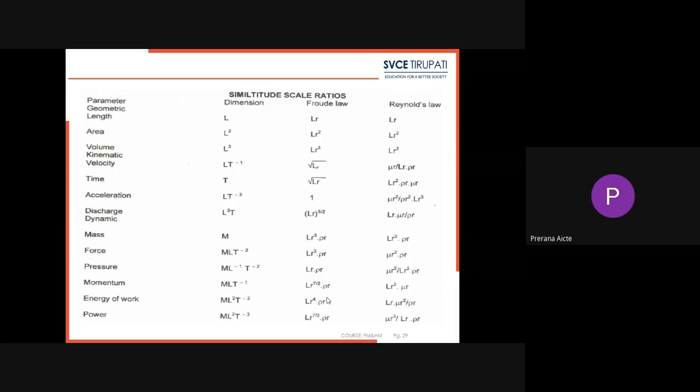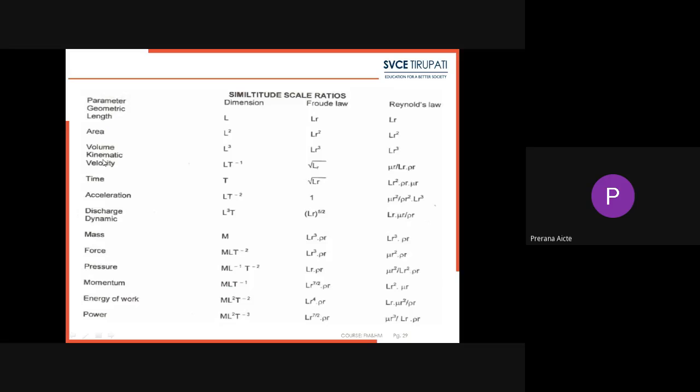So the similitude scale ratios for individual parameters. So we have the scale ratios. Coming to the geometric parameter length, the dimension is L, the Froude law scale ratio is LR, and the Reynolds law is also LR. For area, the dimension is L square, for Froude law it is LR square, and for Reynolds law it is LR square. For volume, the dimension is L cube, Froude law is LR cube, and the Reynolds law is also LR cube.